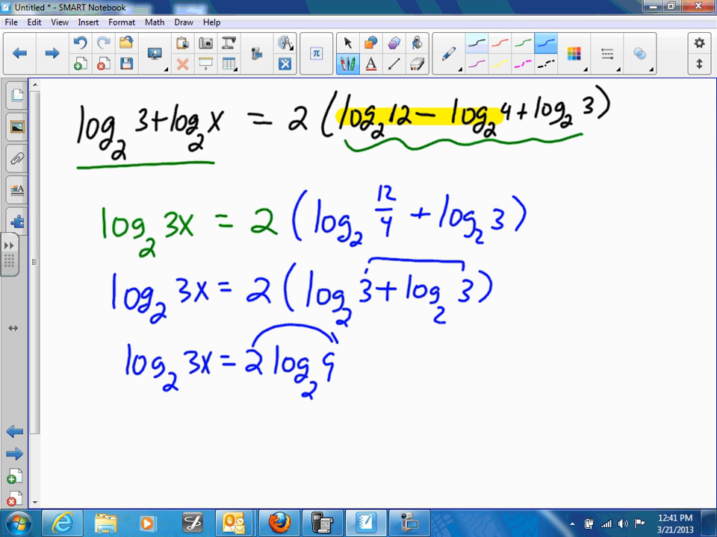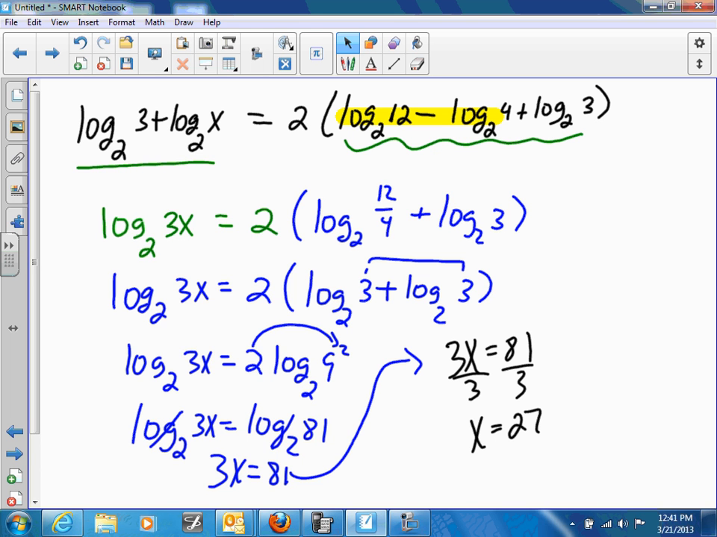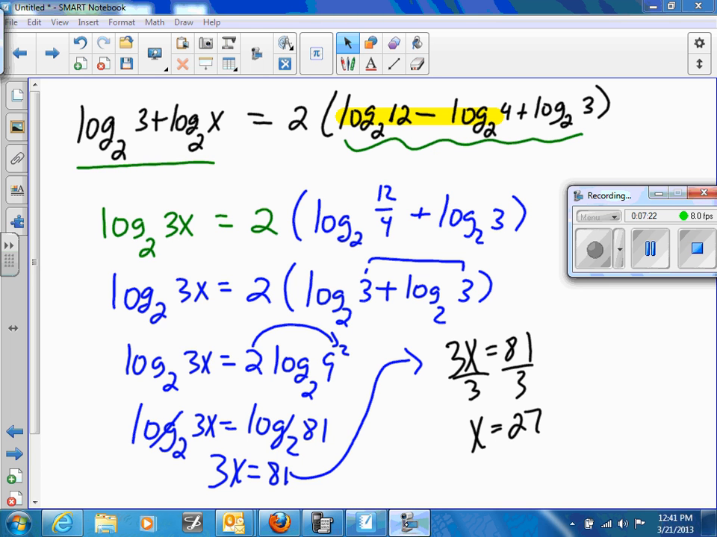I'm going to take that 2, bring it as a power. So log base 2 of 3x equals log base 2 of, now 9 to the second power is going to be 81. And now that I have the logs equal to each other, I get 3x equals 81. And what I end up getting is x is equal to 27 when I divide by 3. So now you have some different ideas and ways that you can actually finish that.